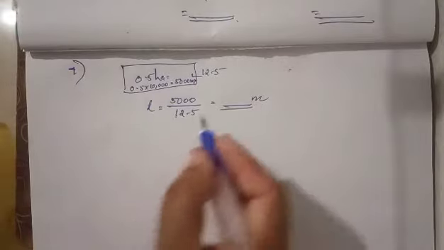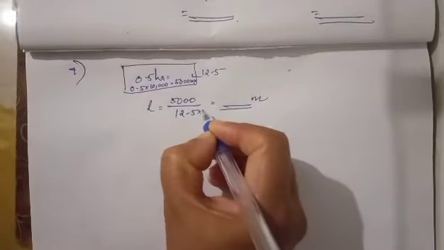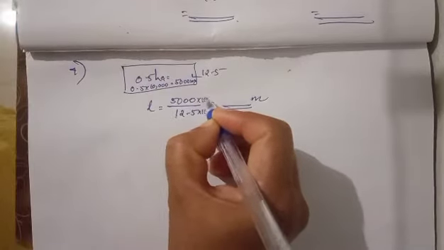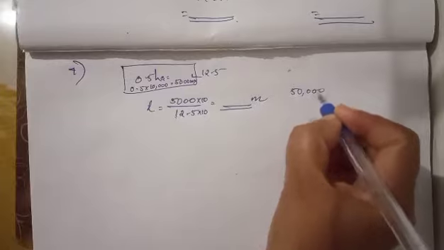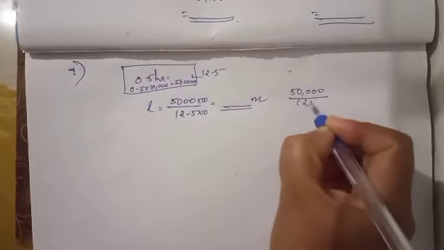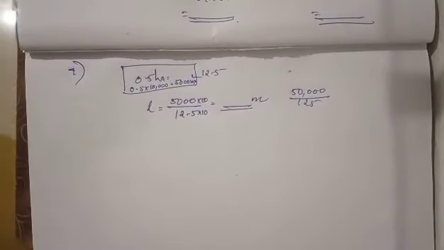Okay, then you will get the answer. How to divide a decimal number? To remove the decimal point, you have to multiply by 10. So, it will become 50,000 divided by 125. Okay, divide it and write in meter.